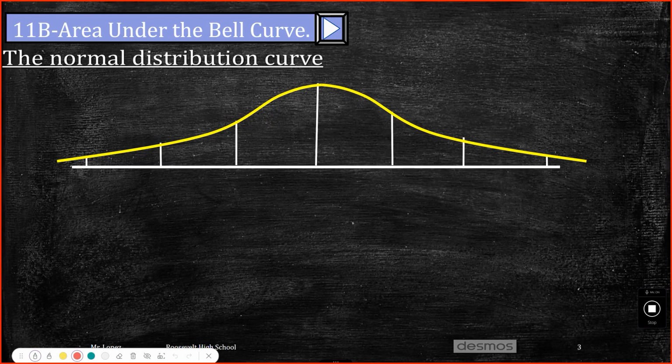All right, so this is lesson 11B, area under the bell curve. This is called the normal distribution. This is a bell curve. So go ahead and copy it down. All right, so a normal distribution curve.